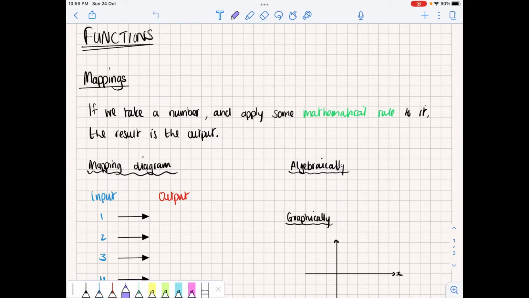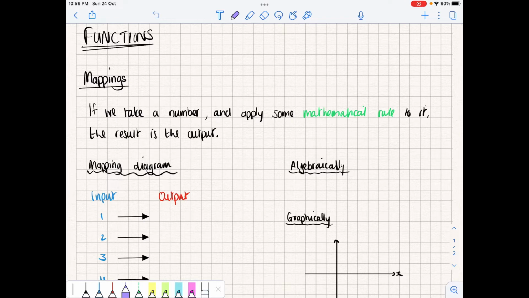Right, welcome to additional mathematics. The first section we're going to look at in additional mathematics is going to be functions. And before we explore the world of functions, the first thing we'll look at is something called mappings.